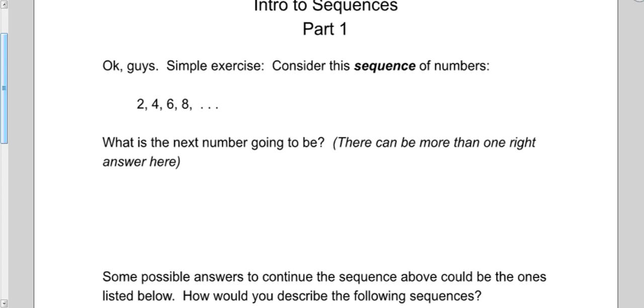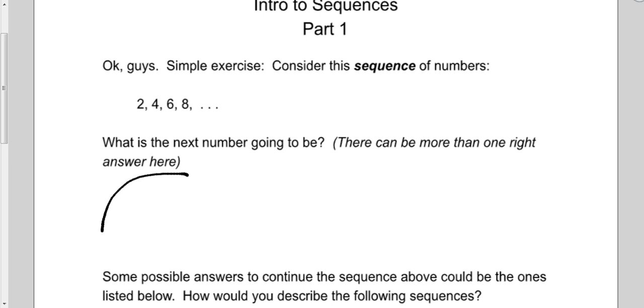So real quick, I want you guys to think of this sequence of numbers. 2, 4, 6, 8, and then the dot, dot, dot that you see right there just means that this sequence goes on forever and ever. There is no end, but I want you to think about what the next number will be.